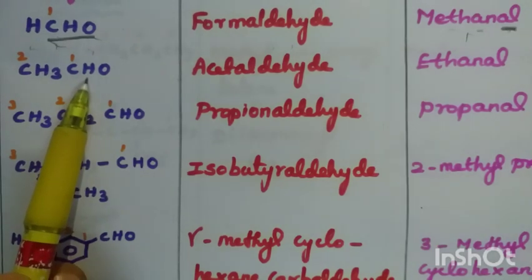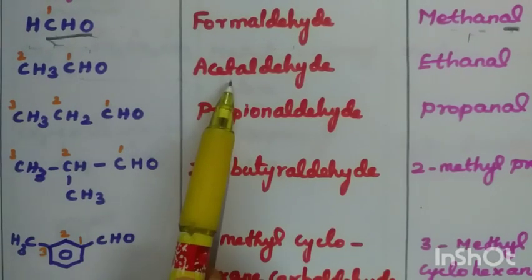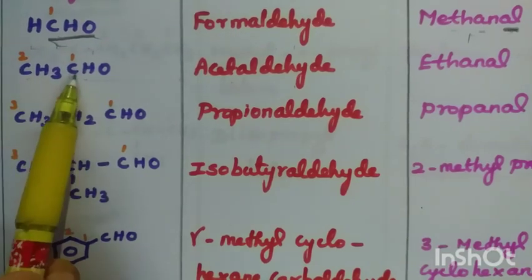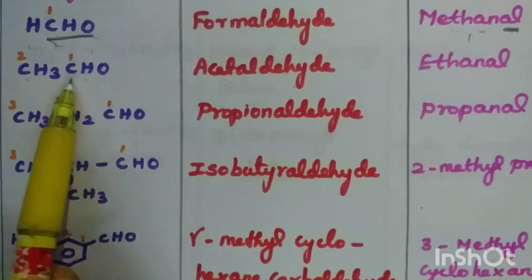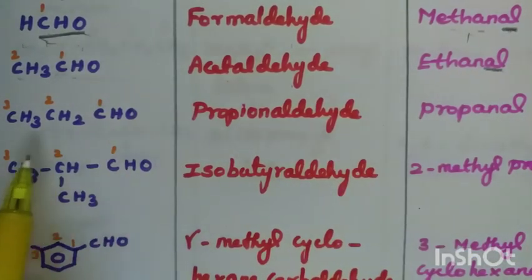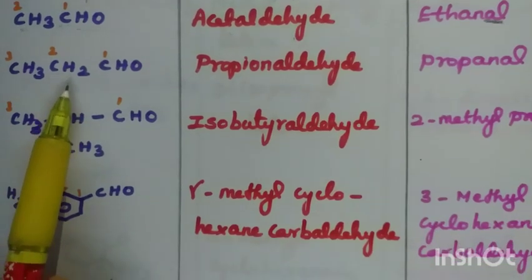CH3CHO. That is an acetic acid derivative, so it is called acetaldehyde. How to write the IUPAC name? Two carbon atoms are there, so ethane. E is replaced by Al. Why Al? Because it is an aldehyde. So ethanal. And the next is three carbon atoms.